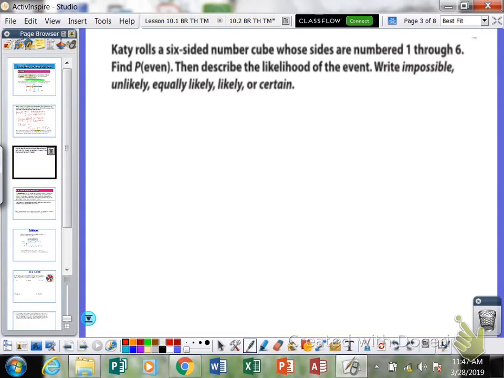Kitty rolls a 6-sided number cube whose sides are numbered 1 through 6. We want to find the probability of rolling an even number, and then describe the likelihood. So I want to write my sample space: all the numbers on a 6-sided die, 1, 2, 3, 4, 5, and 6. That's my sample space.